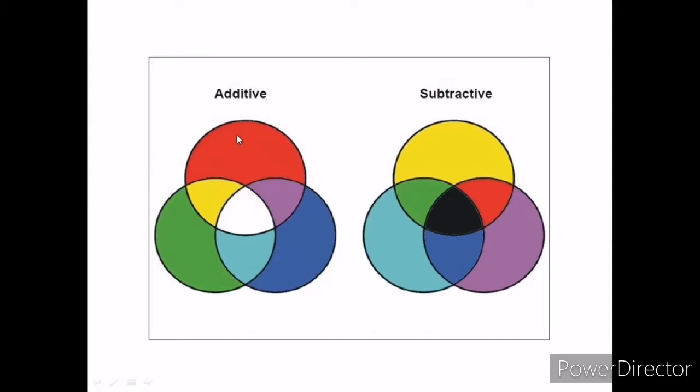So we have primary colors R, G and B, that is red, green and blue. Addition of these colors gives you the secondary colors. So these are subtractive colors. Additive and subtractive colors are basics we should know.